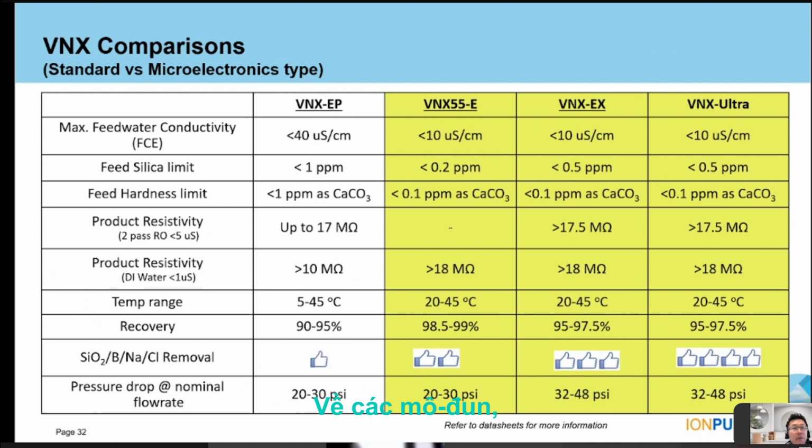In terms of the modules, I have highlighted all those in white and in yellow. The white ones, that is the EP, all these are our standard modules. And those in the yellow column are the high end. So why is that so?